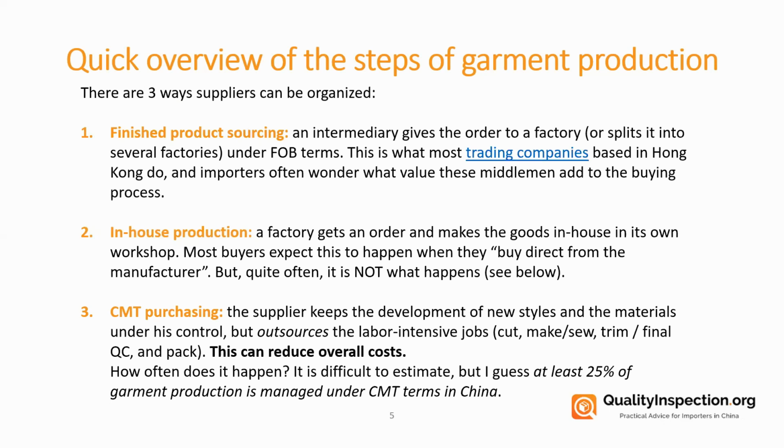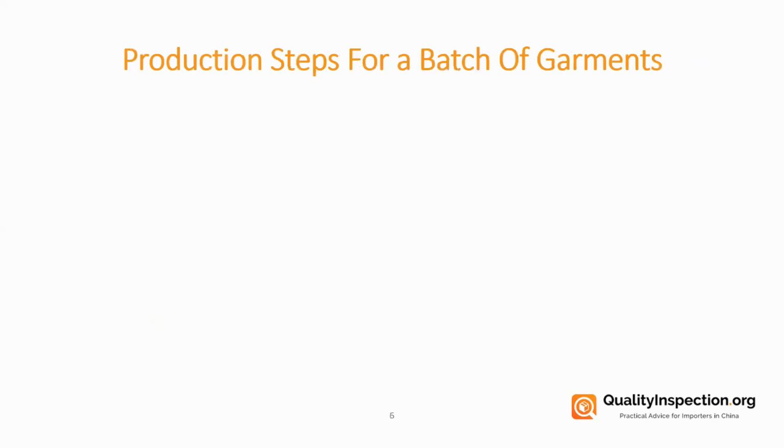What happens is that the supplier goes down the outsourced CMT purchasing route, and they keep development of the new styles and obtaining raw materials under their control, but they outsource the labor-intensive jobs. So that's cut and make, sew and trim, the final QC and packing. Why? To reduce overall costs. It's pretty common. Probably around 25% of garment production in China is managed under CMT terms.